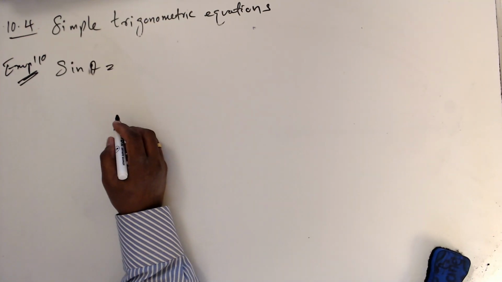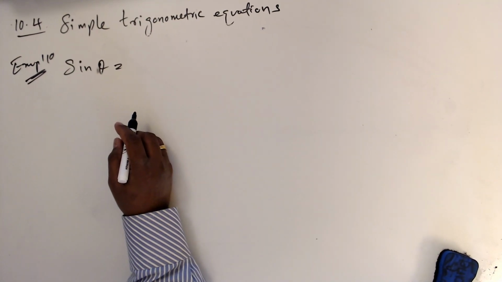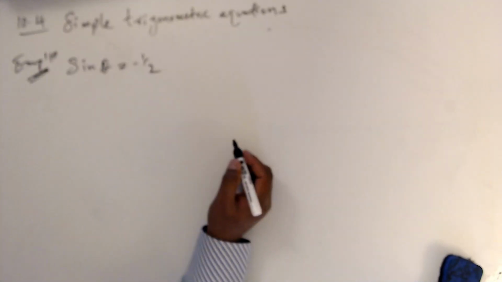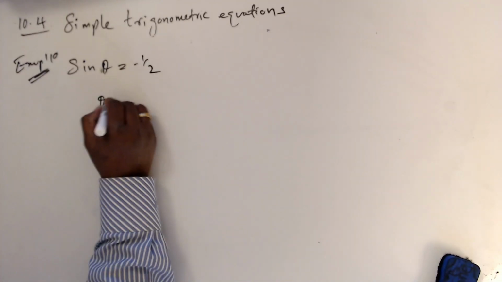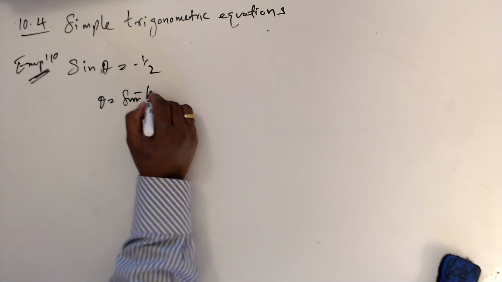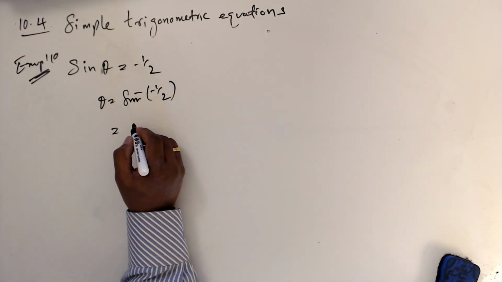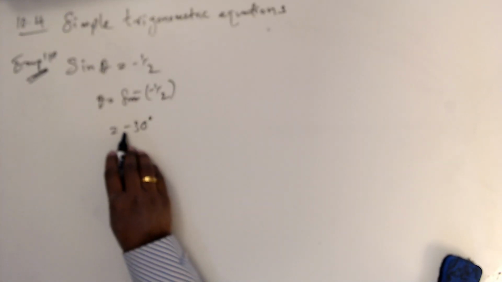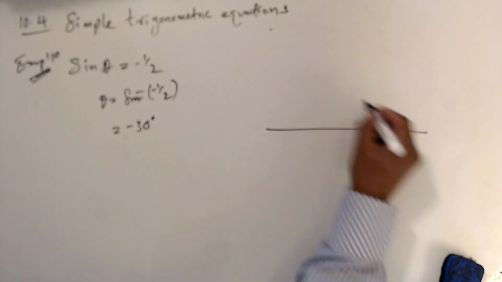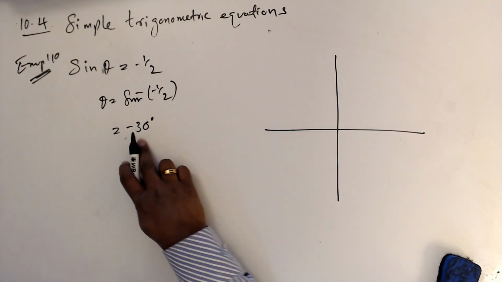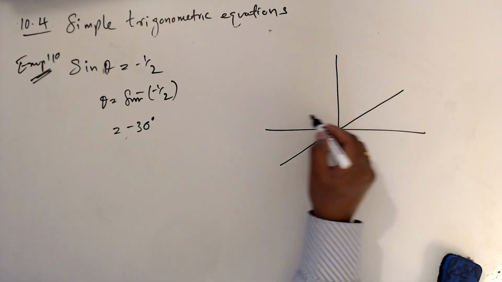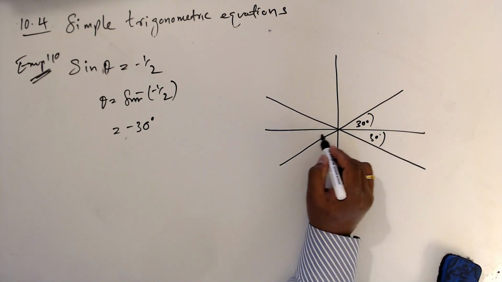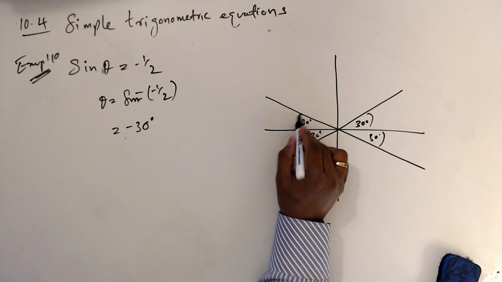Let's discuss negative values, like sine theta equals minus half. Then theta equals sine inverse of minus half. Your answer is, you will get minus 30. Now disregard this minus symbol and just do the same thing. Take the magnitude of this one. So this is 30, 30, 30, 30.